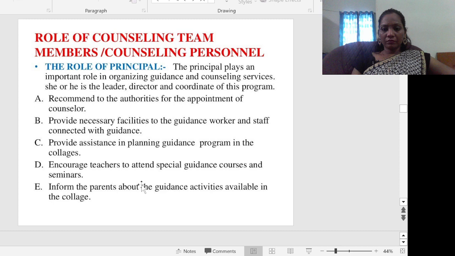And what is the role of the counseling team or counseling personnel? The main role of the principal is, these topics we will discuss later. So in this class I am going to close up with the tools for collecting data in counseling and guidance. Next class we will continue with a different topic.